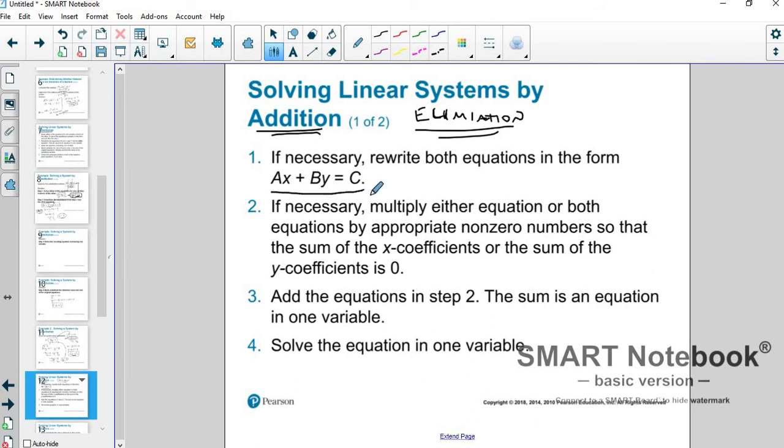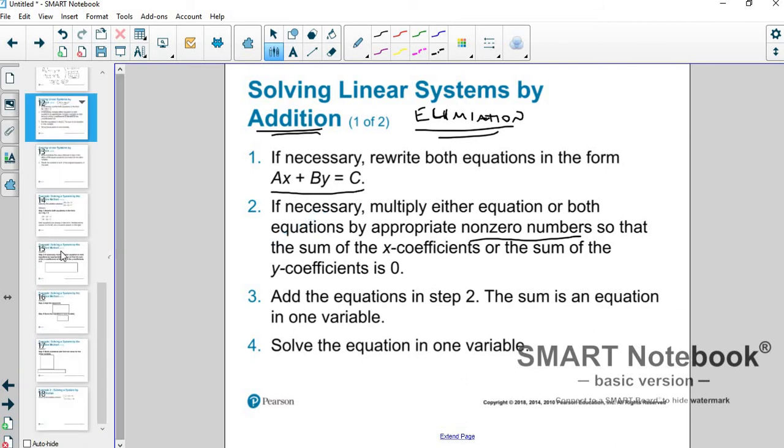We're not trying to solve for one variable, but we want all the constants on one side and all the variables on the other. And then we want to line up either x or y so that they have non-zero numbers in front of them that cancel out. They're opposites. If one is 2x, the other one's negative 2x. If it's 7y, it's negative 7y. And then you add them together in order to create an equation of one variable. They kind of eliminate the other variable.